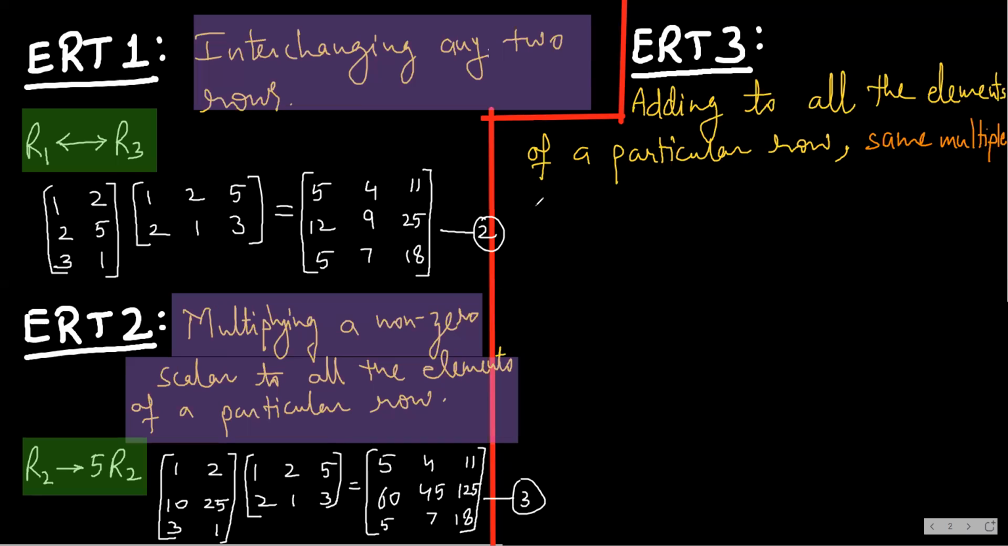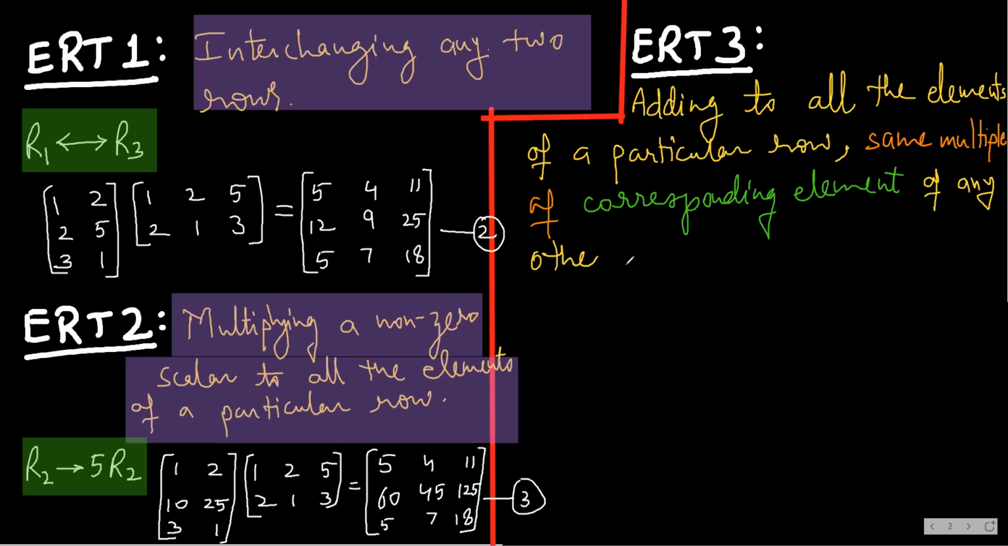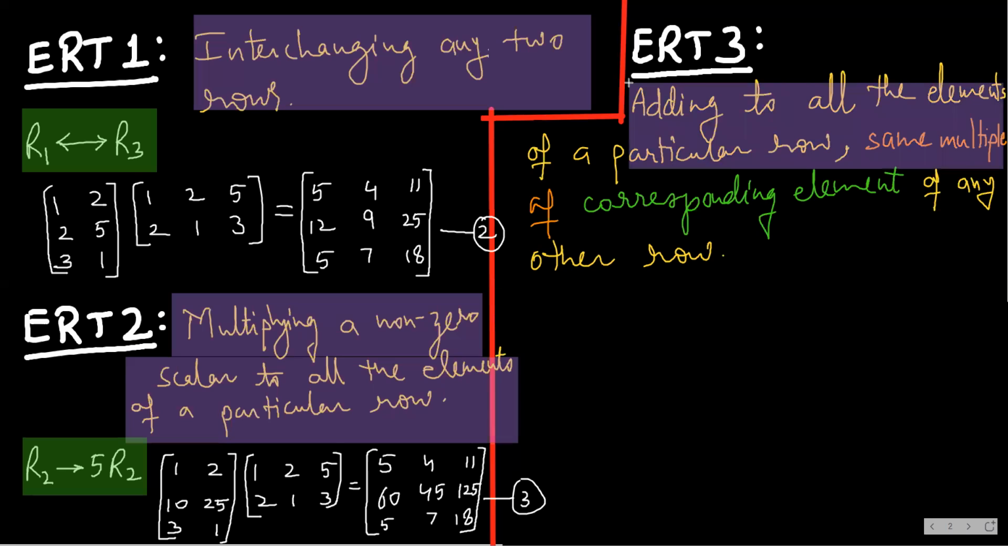Same multiple of corresponding elements of any other row. This is ERT3, and now I will explain you the meaning.